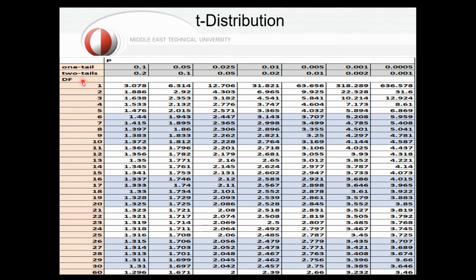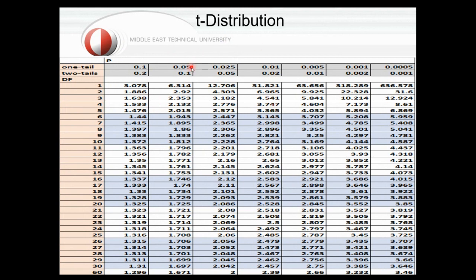On the left side, we have degrees of freedom, sample size minus 1, and above it, forget about two tails. We will talk about it in hypothesis testing, but read it from the one tail for the time being. So for this one, you can find out about the probabilities. For the standard normal distribution, the probabilities were inside it, and the z-scores were on the left side and above. For the t-distribution, the probabilities are written above, degrees of freedom on the left side. These are the t-scores.